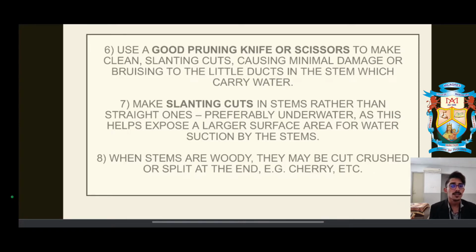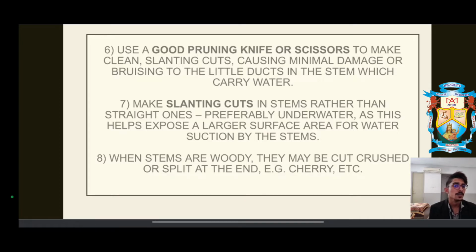Next, the seventh point is making slanting cuts in the stem rather than straight ones. As I said, once again the same point: we are doing that diagonal slant cut because it can have more surface area, so that the stem can touch the water and retain more of the water in it.